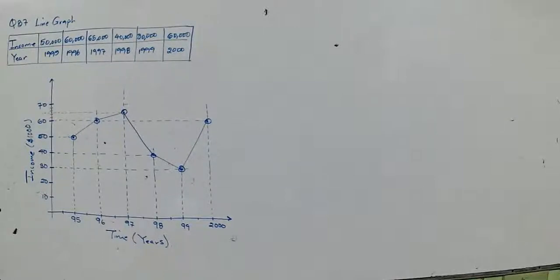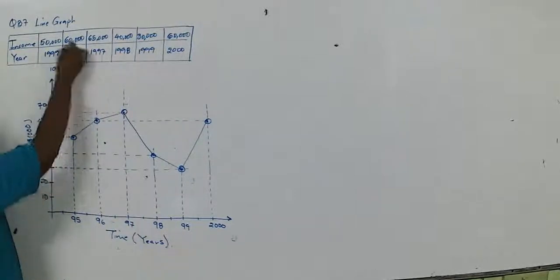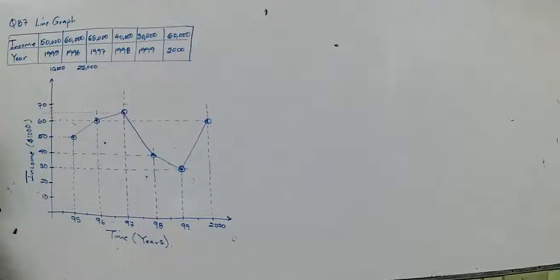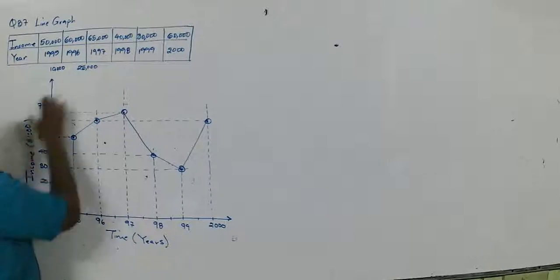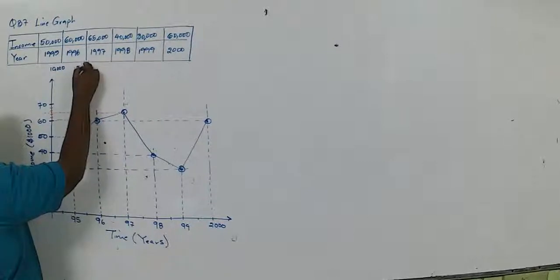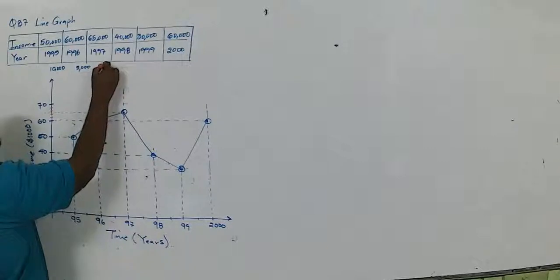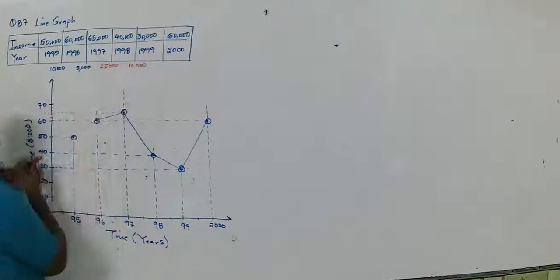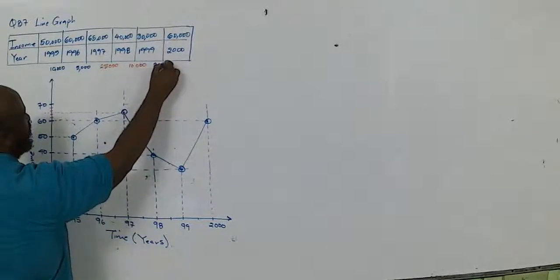Alright, while you write, this is an increase of 10,000, an increase here of 25,000. Keep drawing up. Please finish your line graph. Here is a decrease of 5,000. An increase here of 5,000. Here you have a decrease of $25,000. A further decrease of $10,000. And then you have a whopping increase of what? $30,000.